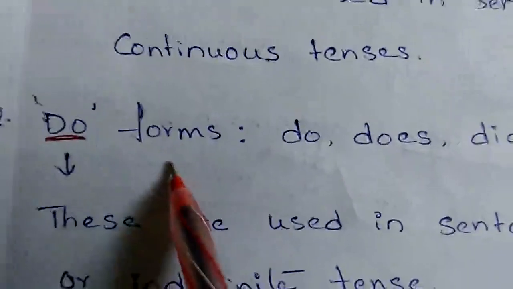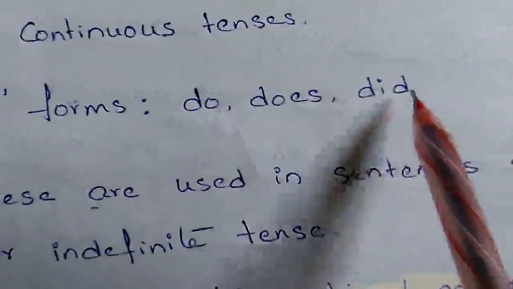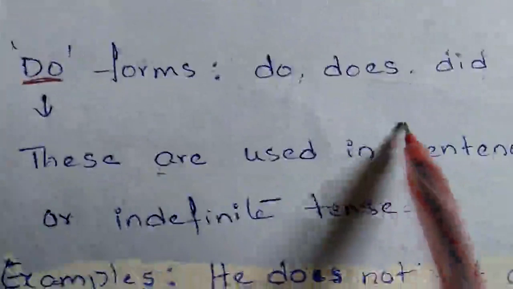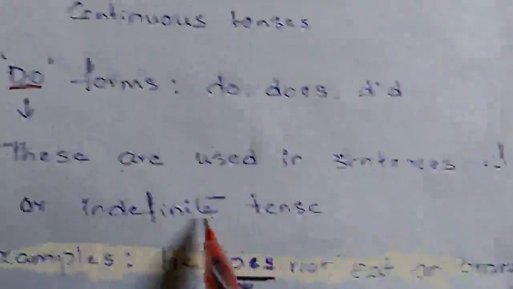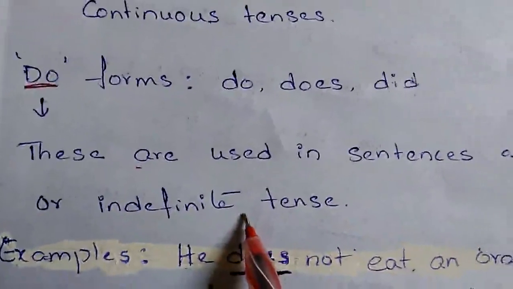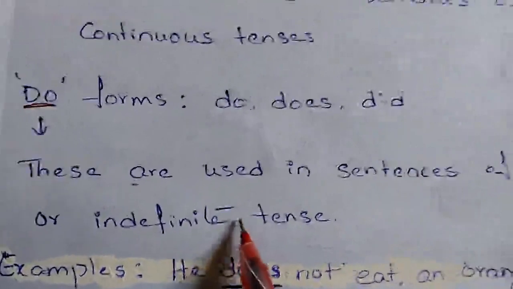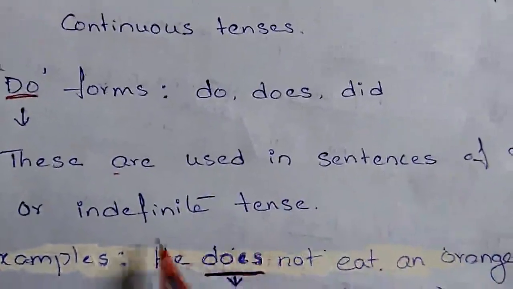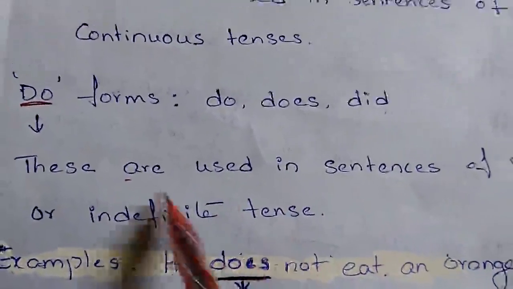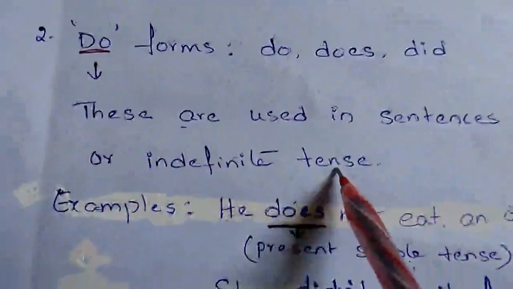We take do forms. As I said, do, does, did. These are the do forms, and they are used to construct simple present tense or simple past tense. The simple present or simple past tense, we say it as indefinite tense. These are used in sentences of simple or indefinite tense.